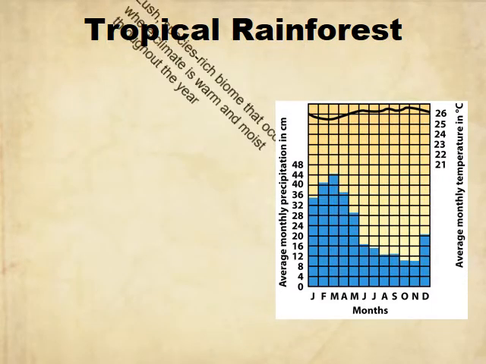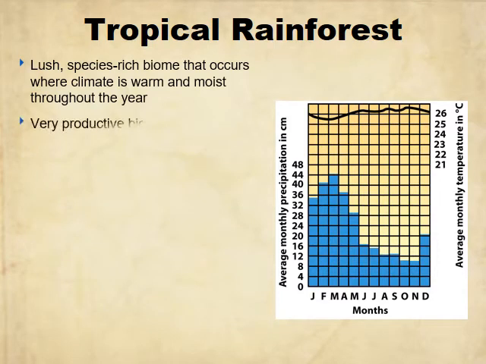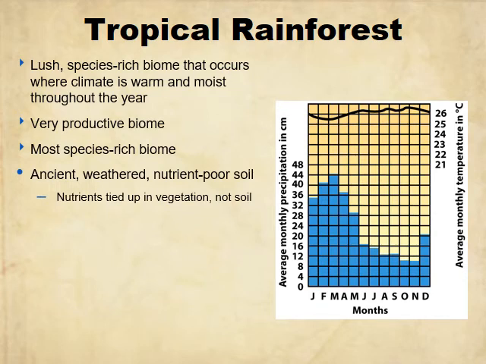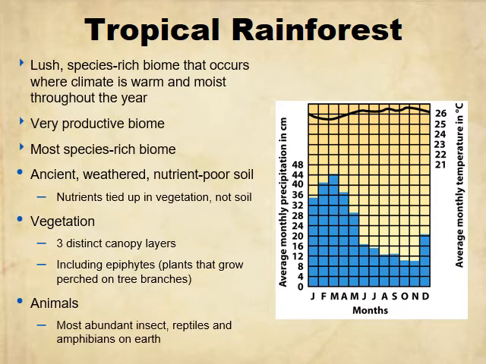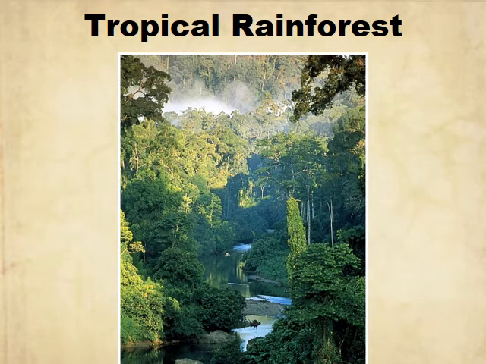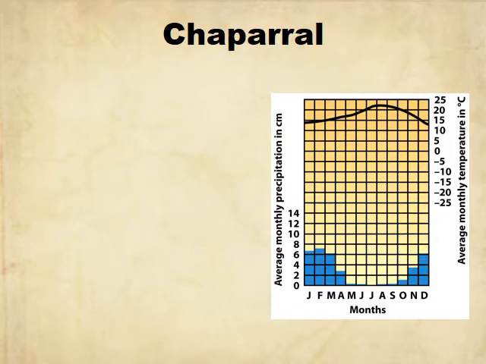Tropical rainforest. Tropical. Almost consistent temperature, warm and moist, very productive biome. It is the most species-rich terrestrial biome there is. The soil is poor because all of the nutrients are basically locked up in the vegetation. You have very distinct canopy layers and an insane amount of amphibians, reptiles, insects, and you do have a more pronounced wet season and dry season, but even their dry season is still pretty wet. And this is your typical lush tropical rainforest.